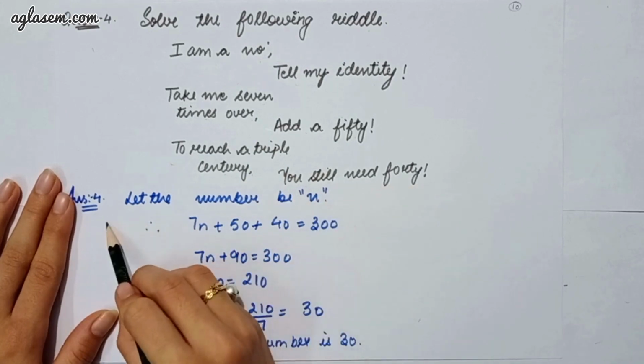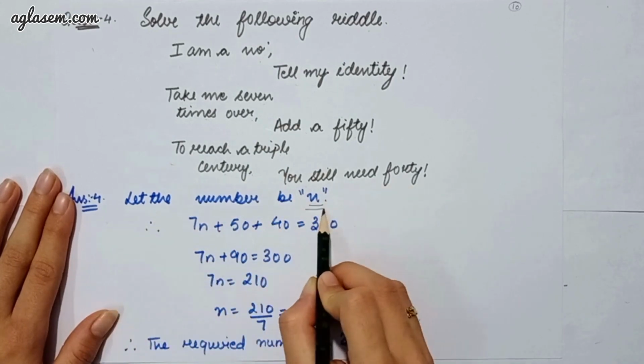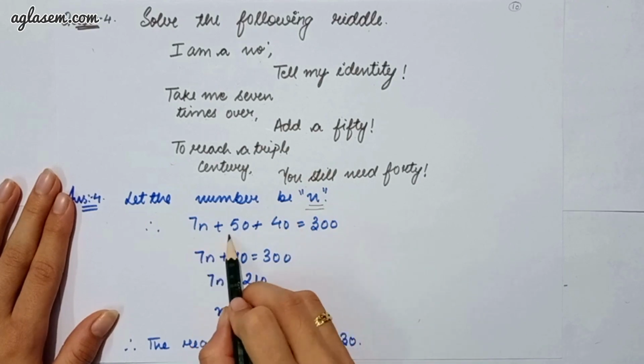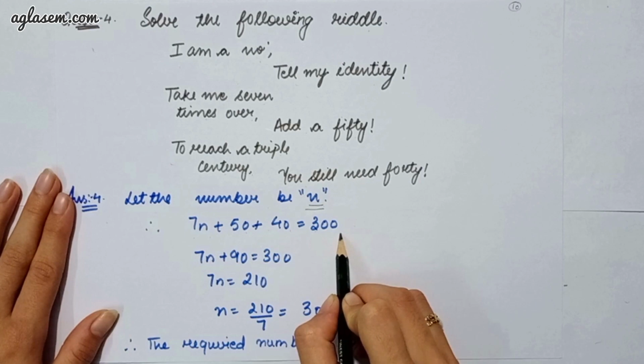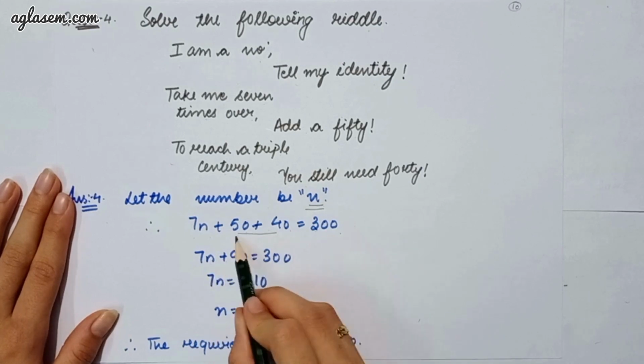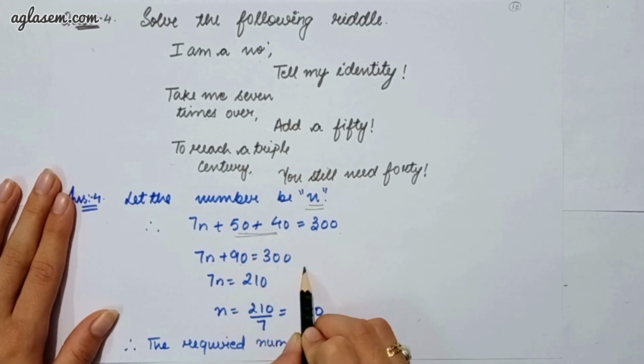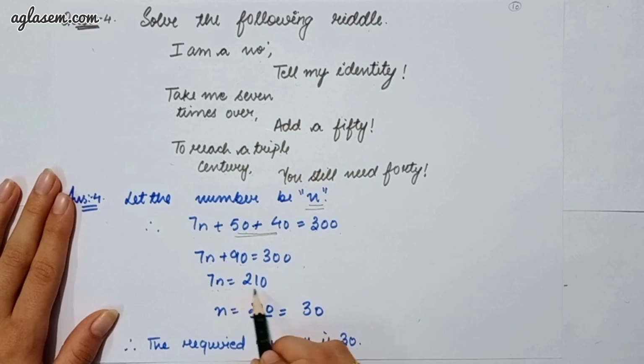So the answer is, let the number be n. Therefore, 7n plus 50 plus 40 is equal to 300. It means 7n plus 50 and 40, which gives you 90, is equal to 300. 7n is equal to 210. Therefore, n value will be 30. That means the required number is 30.